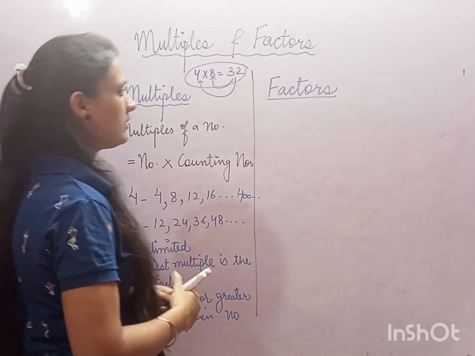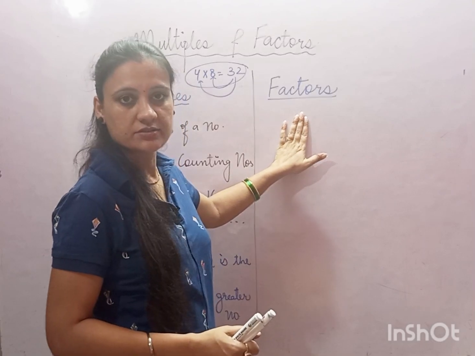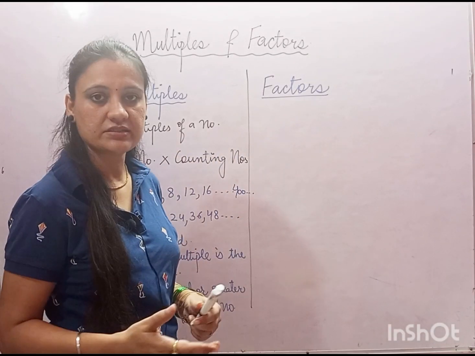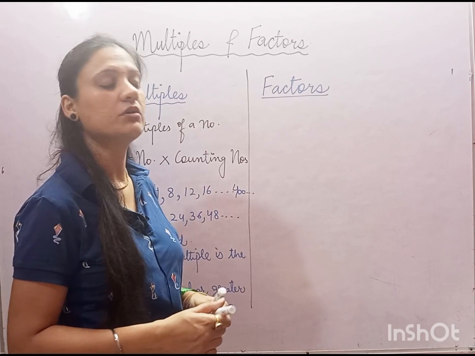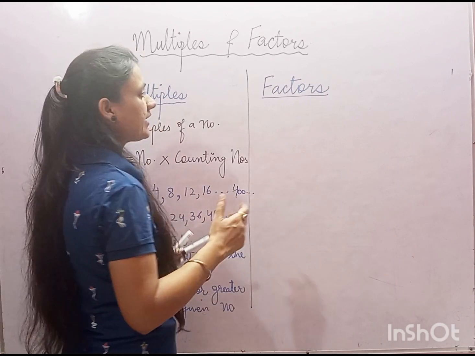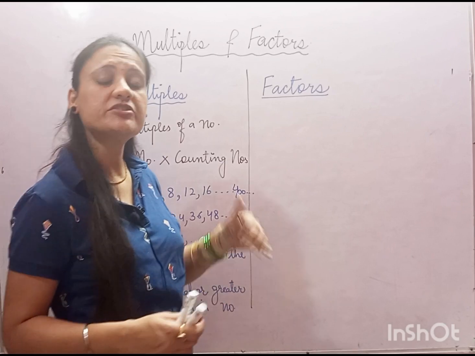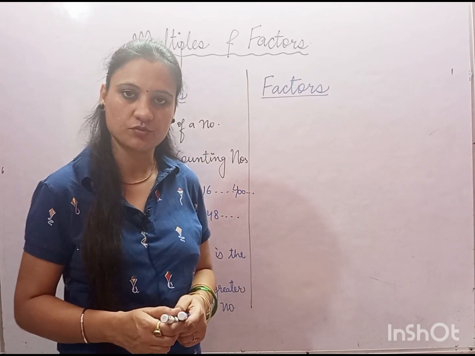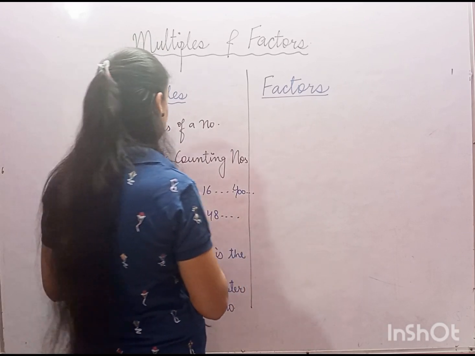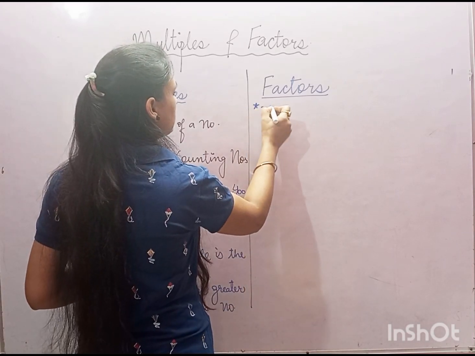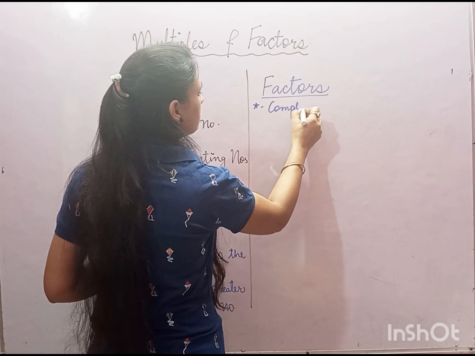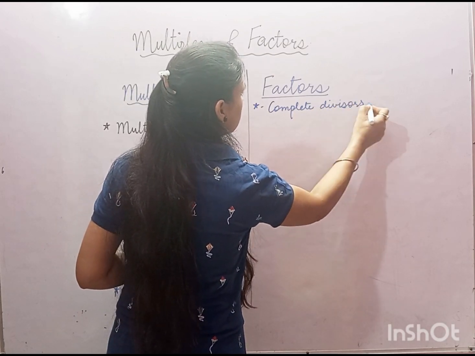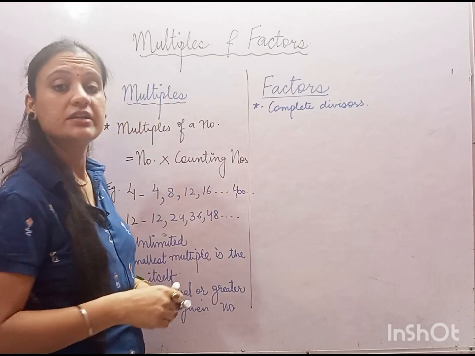Now let us come and understand factors. So factors, the factors are the divisors, the exact divisor. Now what are exact divisor? Exact divisor means the number which divides the given number completely, is leaving remainder as 0. So here we'll write down the factors are complete divisors. Clear? Factors are complete divisors.